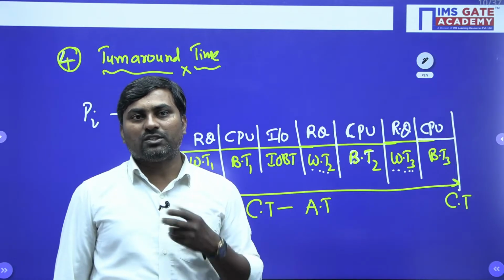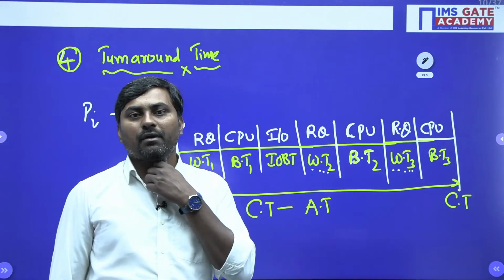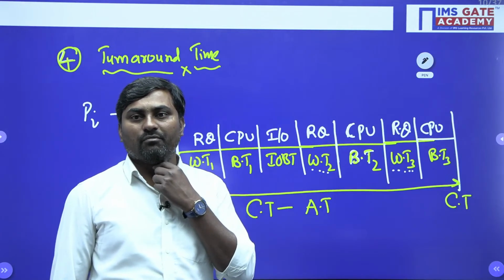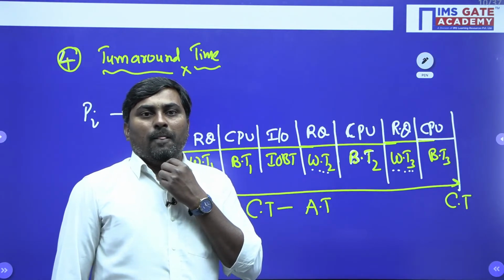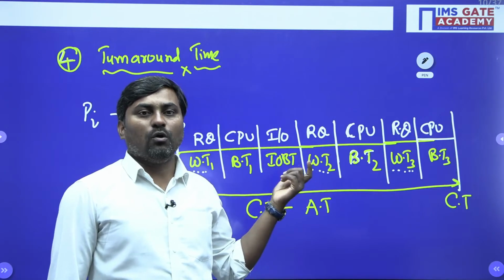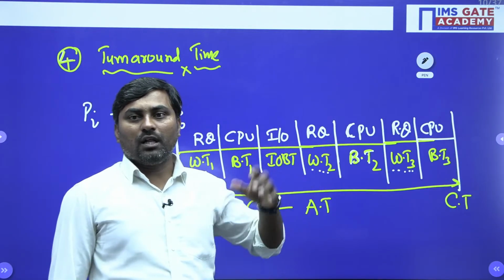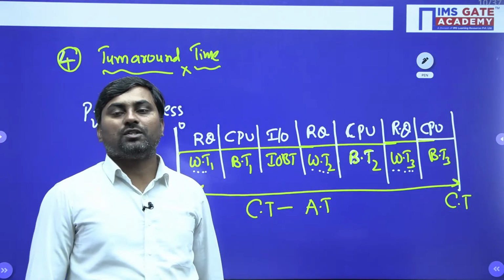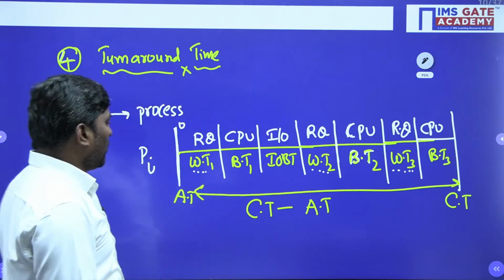Are you getting my point? It is not necessary that preemption can happen only one time. Process preemption can happen any number of times. Now how to get the expression for turnaround time minus burst time? Very good point you observed.